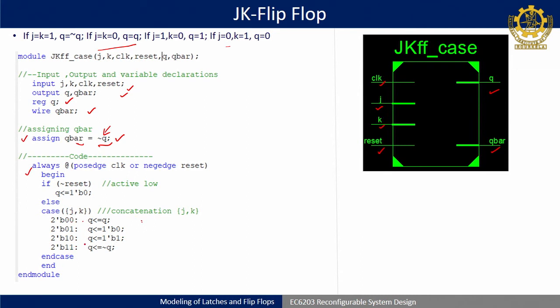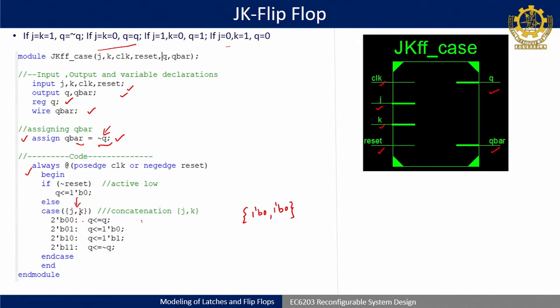Before that, as J and K are two different inputs, and case always takes a condition which is vector in nature, either it is one bit or a vector. That is why we have taken a concatenation operator, so the combination JK now becomes a 2 bit vector. So we can use 2'b00, or additionally, if you want, you can write 1'b0, 1'b0, that is also allowed. Two types of conditions you can write.